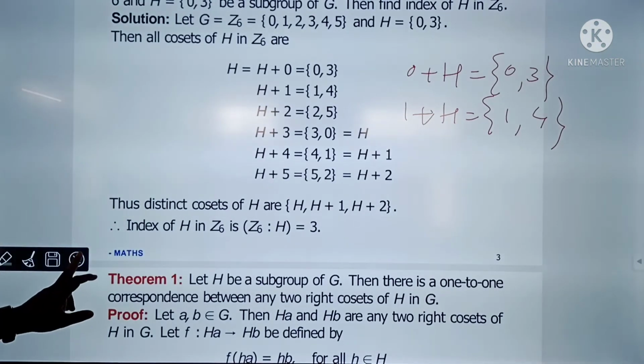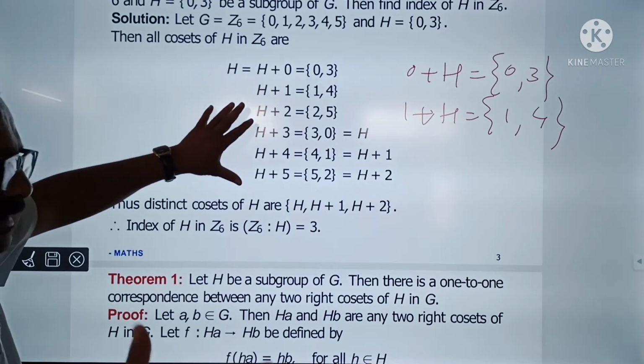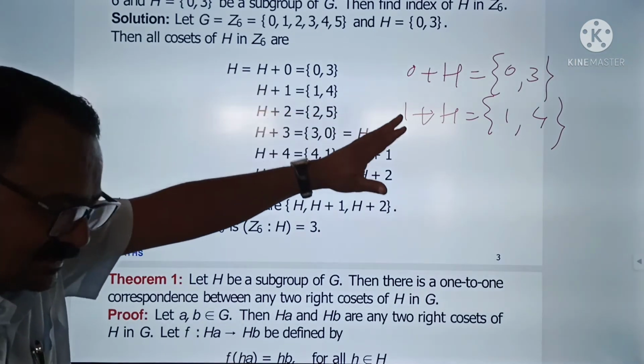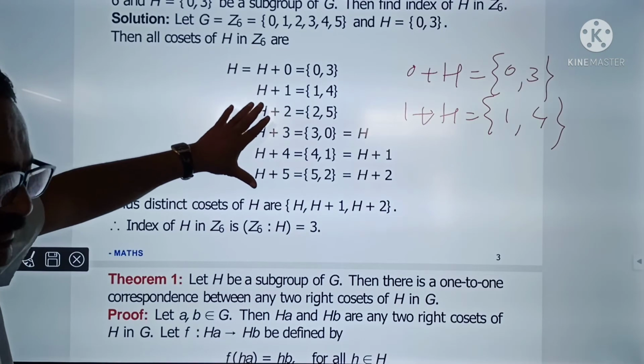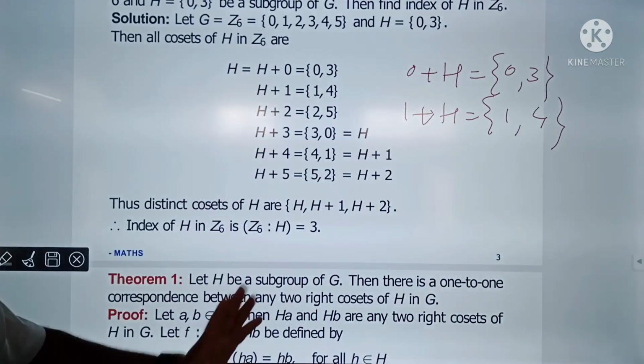So what is the theorem? What is the theorem is, either these left or right. So we take first right. Either these right cosets are equal or disjoint.